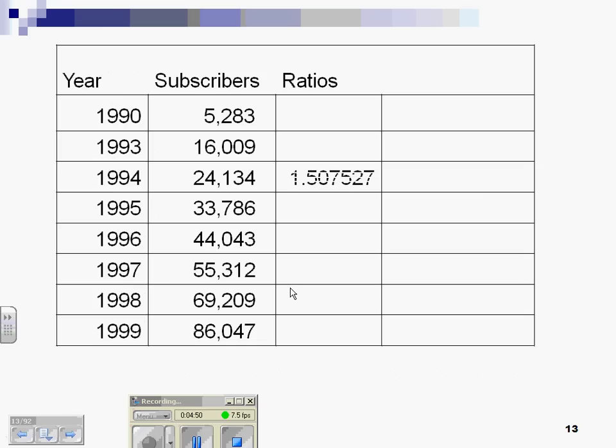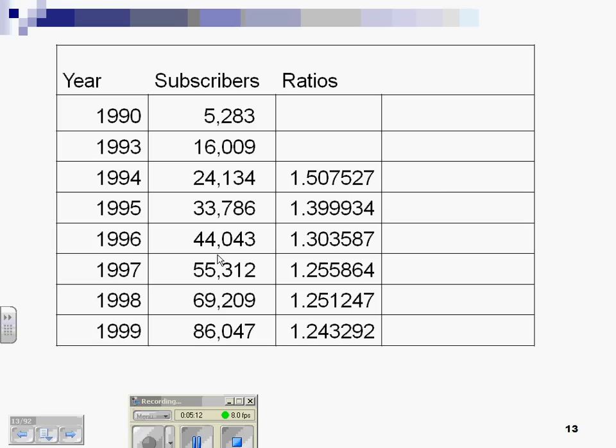Looking at the ratios, so if I do 24,134 divided by 16,009, I get 1.507. 33,000 divided by 24,000, 1.39. 44,000 divided by 33,000, 1.30. 55,000 divided by 44,000, 1.25. Notice that it's not the same each time. Right? The ratio is getting smaller.